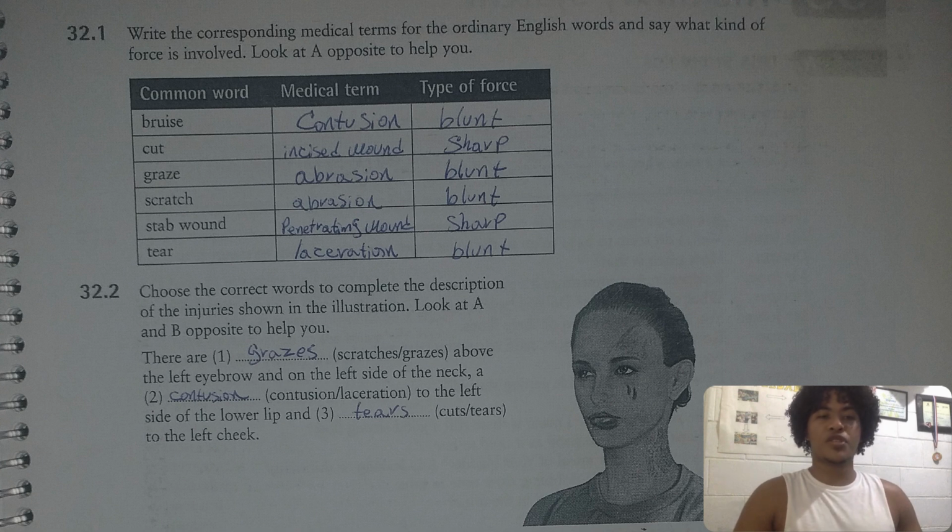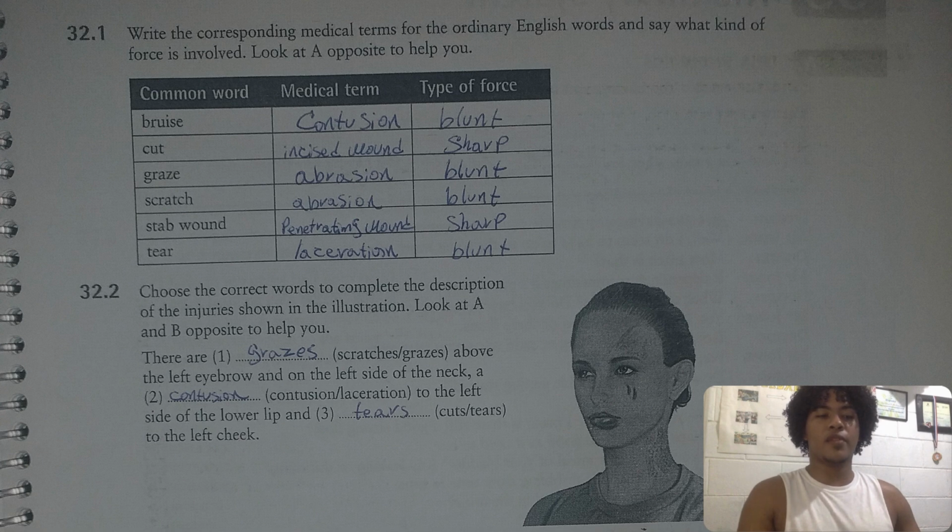Bruise, contusion, blunt. Cut, incised wound, sharp. Graze, abrasion, blunt. Scratch, abrasion, blunt. Stab wound, penetrating wound, sharp. Tear, laceration, blunt.